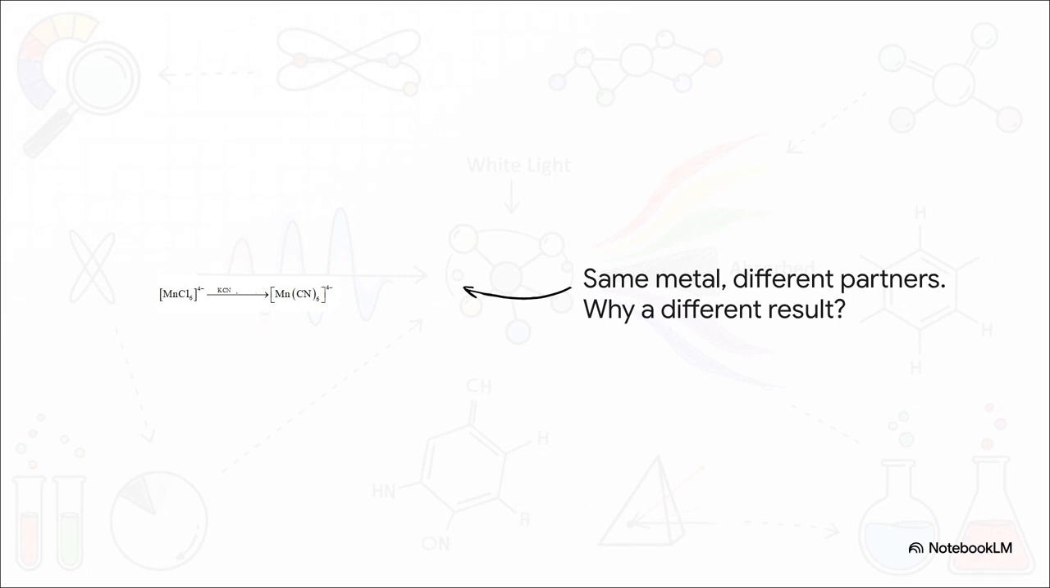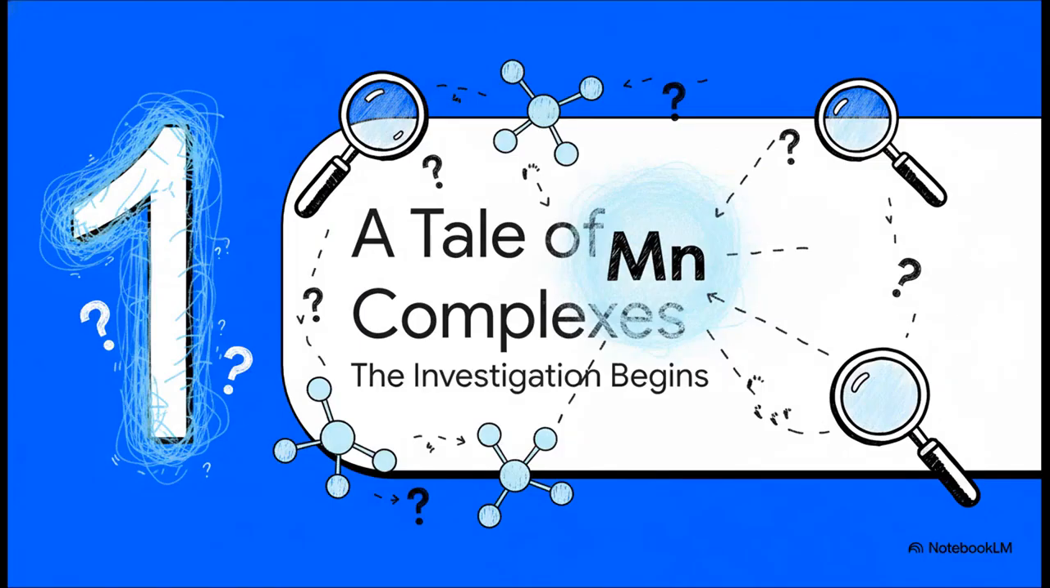We're starting with this chemical reaction, where one manganese complex turns into another one. And just by swapping out its chemical partners, its color changes. It changes dramatically. So the big question is, why? What's going on here? So to solve this mystery, we've got to gather some clues, right?